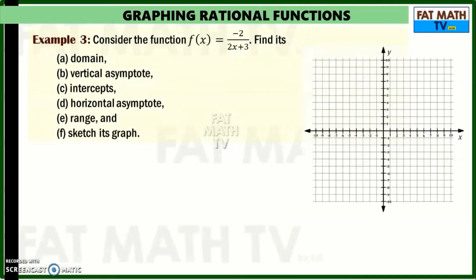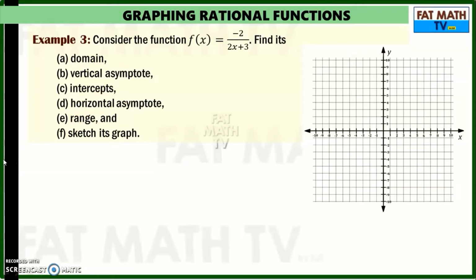Example number 3. We have f of x equals -2 over 2x plus 3. As you can see, it's a linear function on the numerator and another linear on the denominator. So the graph that we are expecting is the same as the 2 previous examples. So still, you are asked here to find the domain, the asymptotes, the intercepts, the range, and the graph.